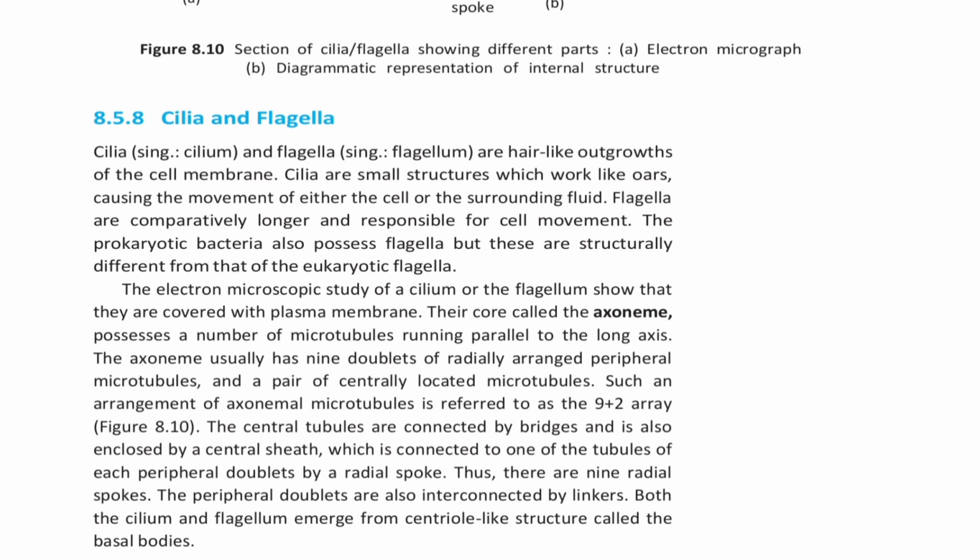8.5.8 Cilia and flagella. Cilia and flagella are hair-like outgrowths of the cell membrane. Cilia are small structures which work like oars, causing the movement of either the cell or the surrounding fluid. Flagella are comparatively longer and responsible for cell movement. The prokaryotic bacteria also possess flagella, but these are structurally different from that of the eukaryotic flagella.